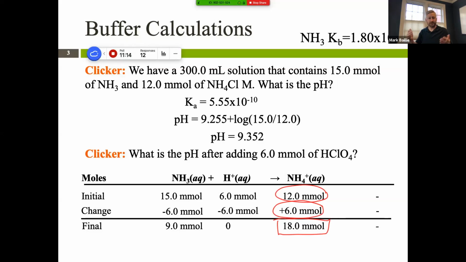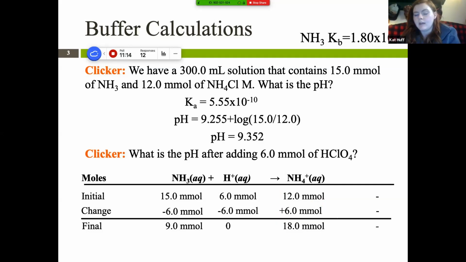So what do we have after we're done? That's the next most important question to ask. So Kat, after we get to this point, the final amounts of everything after the neutralization reaction, what kind of a reaction or what kind of a mixture do we have? Is it a weak acid, weak base, buffer, strong acid only, strong base only? After the change, with your final, you have a weak base and a weak acid because you've used up the 6 millimoles of the hydrogen in the acid.